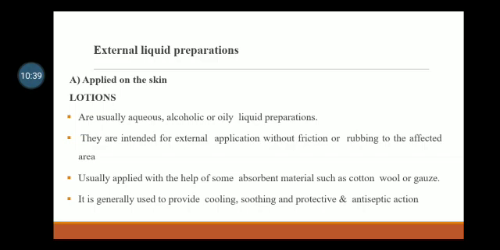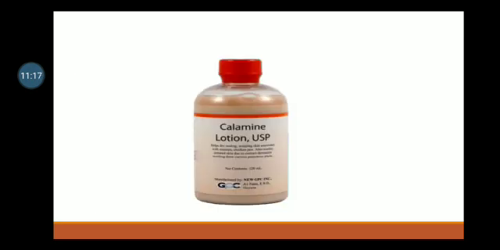Then external liquid preparations applied on the skin. Lotion. They are usually aqueous, alcoholic or oily liquid preparations. They are intended for external application without friction or rubbing to the affected area, meaning on the skin we can apply these particular preparations. They are usually applied with the help of absorbent materials such as cotton wool or gauze. They are generally used to provide cooling, soothing, protective and antiseptic action. So this is an example of lotion, that is calamine lotion USP.